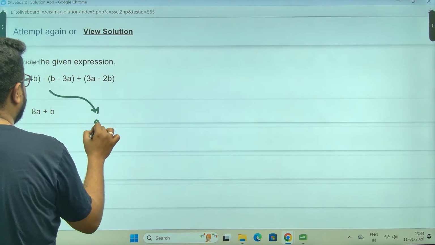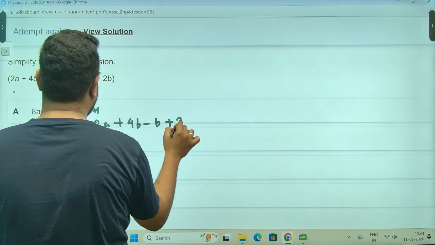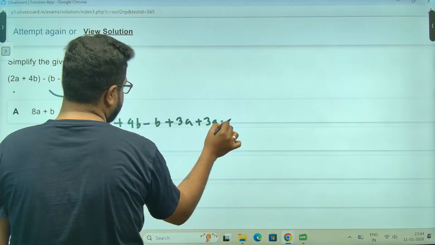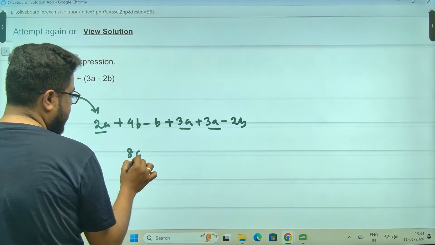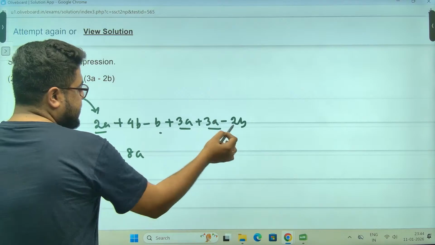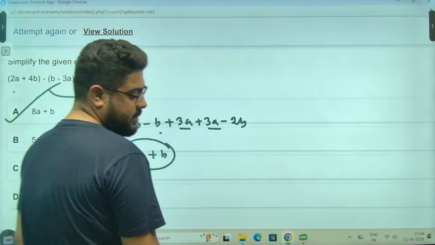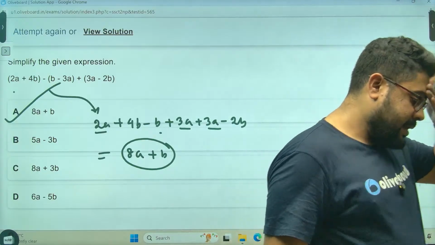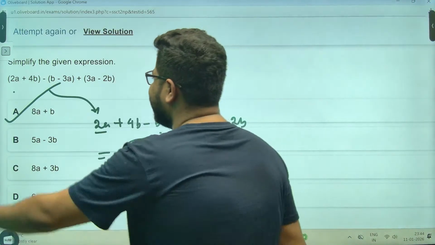Hit a 6: 2a plus 4b minus b minus minus plus 3a plus 3a minus 2b, sir. A will not cancel. 2, 3, 3, 8a. Sir, this is 3b plus b. Sir, that's the answer. Option A, sir. They asked us to hit a 6 and we have hit a 6. Done.